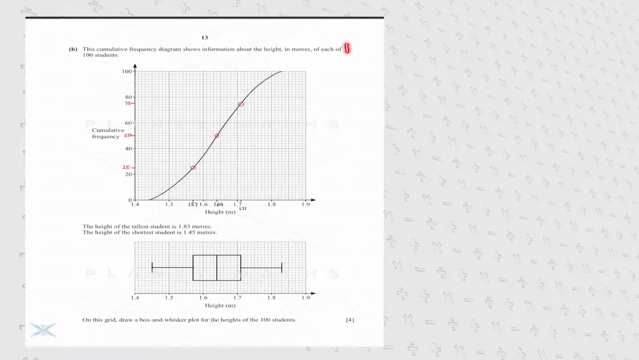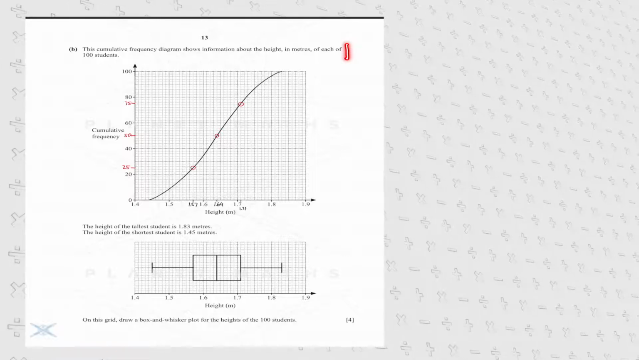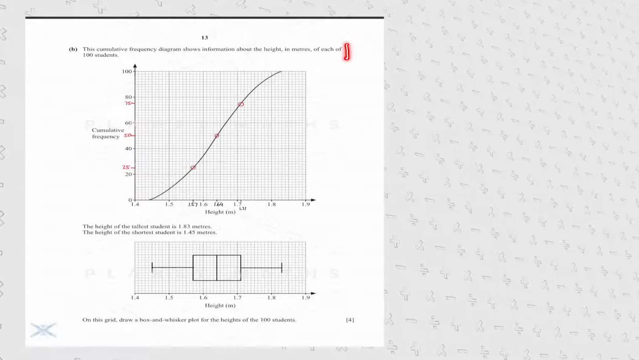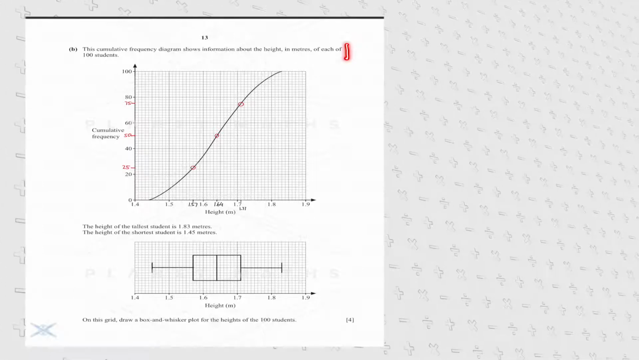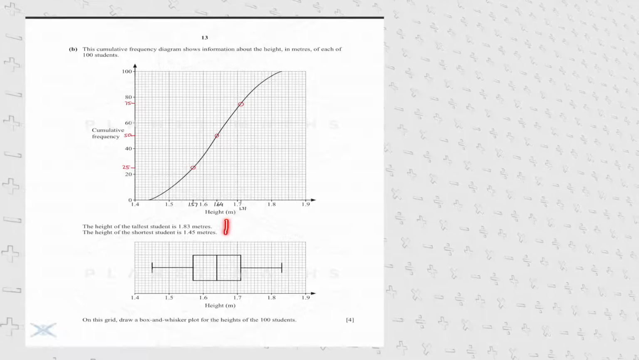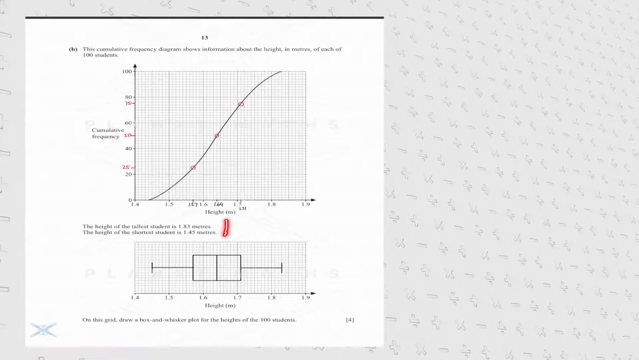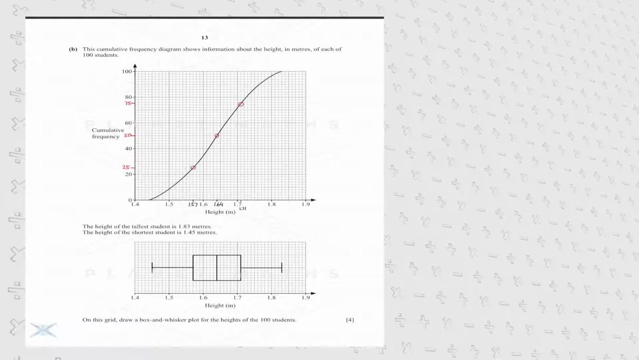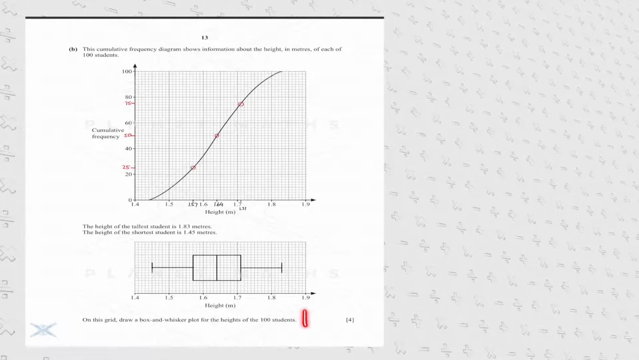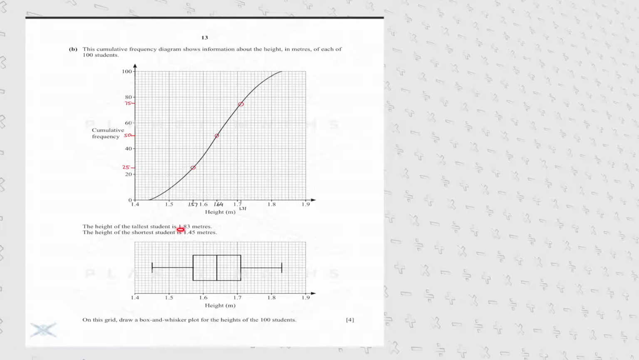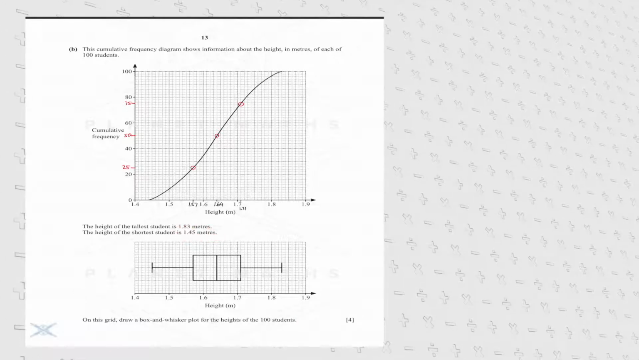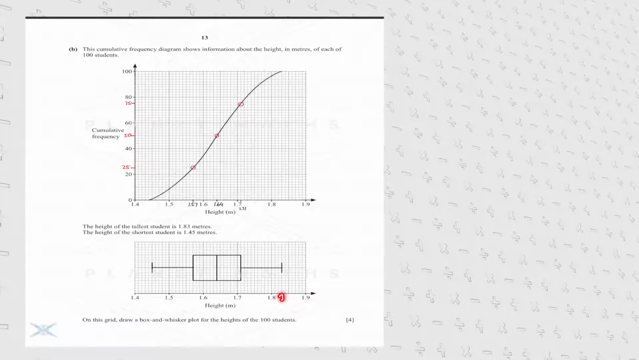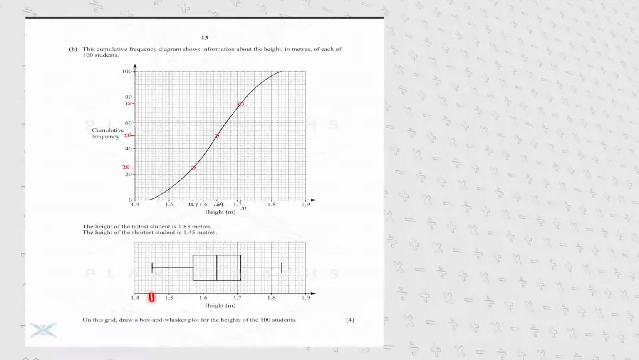In part B of exercise 8, we are provided with a cumulative frequency diagram that shows information about the height in meters of each of 100 students. The height of the tallest student is 1 meter 83, and the height of the shortest one 1 meter 45. We are supposed to draw a box whisker plot for the height of 100 students. We are already provided with the maximum and the minimum. Therefore, the whiskers can be applied accordingly, 1 meter 83 being located here and 1 meter 45 at this point.